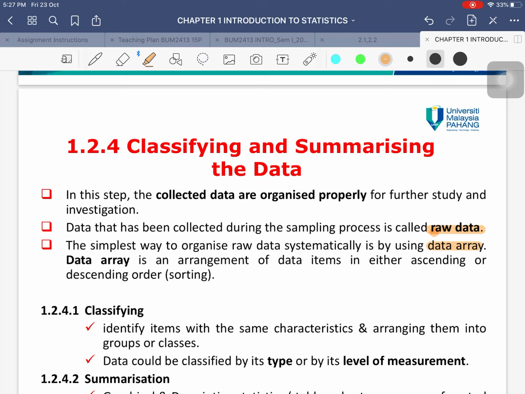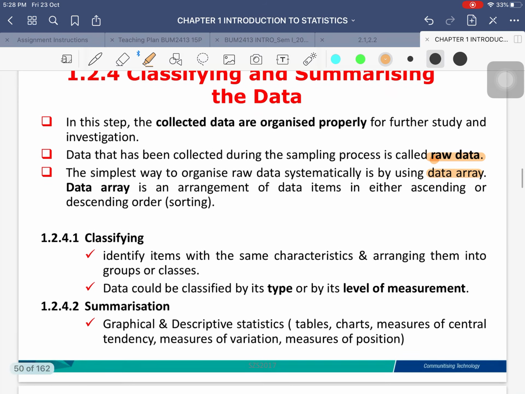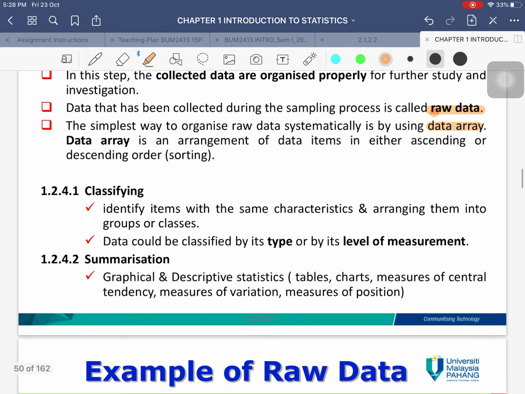So the first thing that you can do is use a data array. Data array means you are going to arrange your data, either in ascending or descending order, whether you start with the smallest to largest value or largest to smallest, and so on. So that we have an idea of what the minimum and the maximum value are, okay?